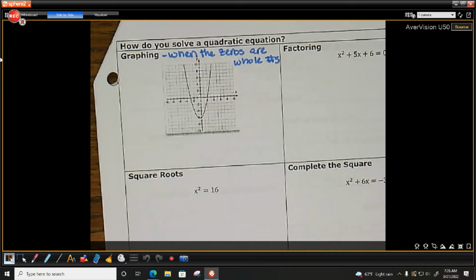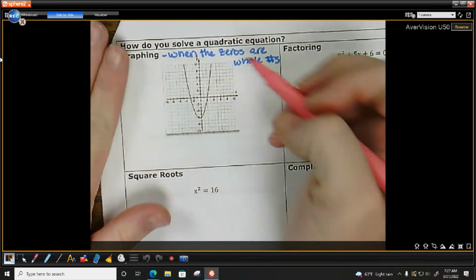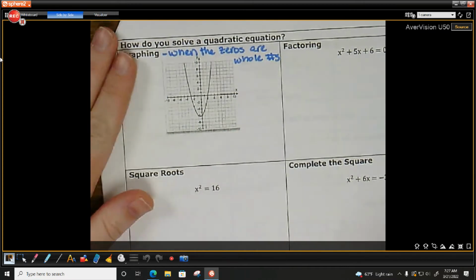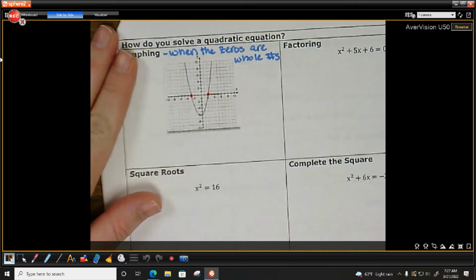That's on the board. R-O-X-S, rocks, roots, zeros, x-intercepts, and solutions all mean the same thing, and that is where it hits the x-axis. So whenever we are solving our quadratics, whenever we are finding our zeros, we're looking for x-intercepts. So looking at this graph, how many times does it hit the x-axis? Twice.